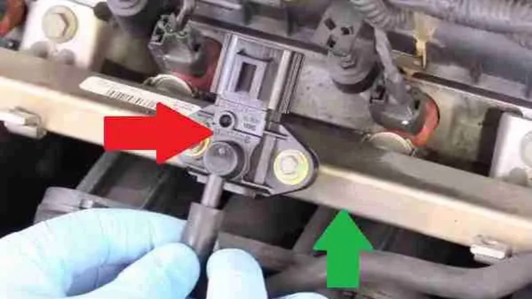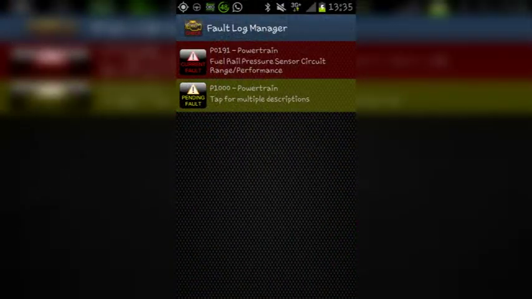The repair for the P0191 code will vary depending on the cause of the code. If the fuel rail pressure sensor is faulty, it will need to be replaced. If the fuel filter is clogged, it will need to be replaced. If the fuel pump is weak or failing, it will need to be replaced. If there are electrical problems, they will need to be repaired.